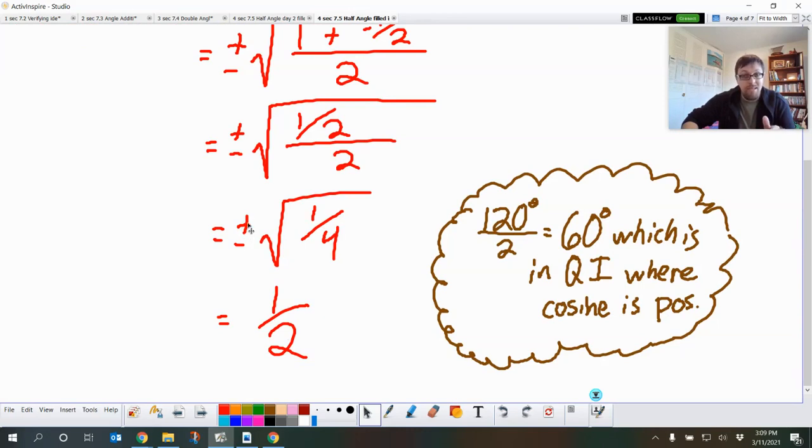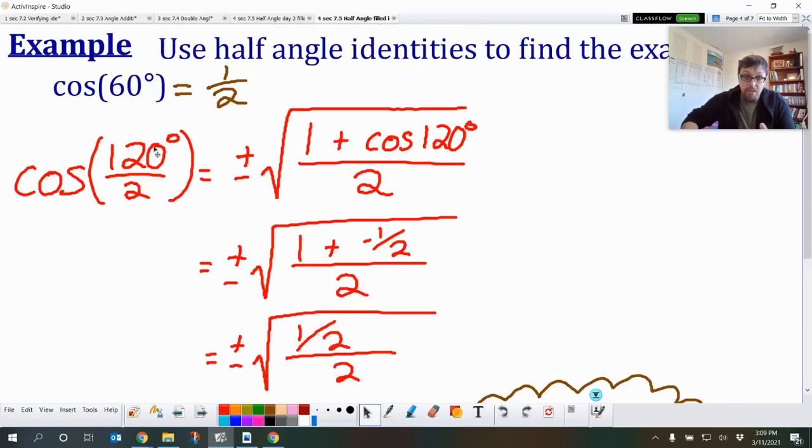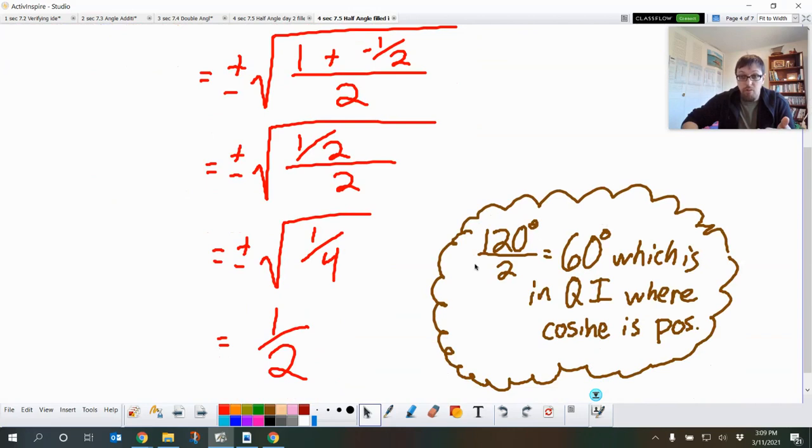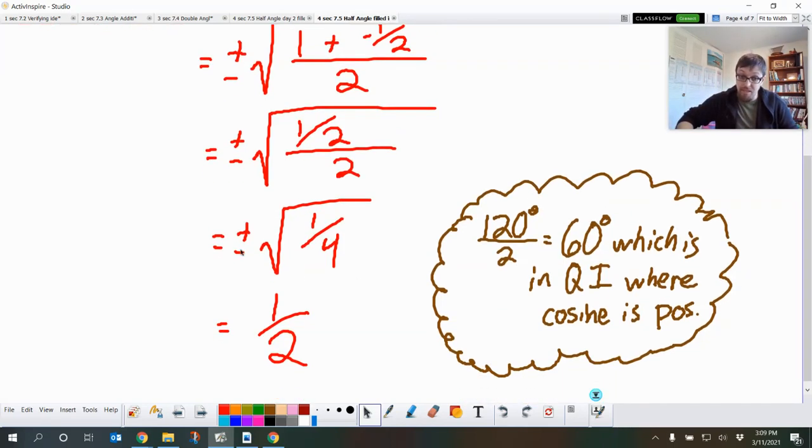But how do we decide if it is positive or negative? If we used the 120, 120 is in quadrant 2 where cosine is negative. We don't want that, because we know what this cosine of 120 over 2 should be: positive 1/2. So where is the theta over 2? Our theta over 2 in this case is 120 over 2, which is 60. 60 degrees is in quadrant 1, and in quadrant 1, cosine is positive, so I'm going to use the positive case. That's why this plus or minus just drops out.